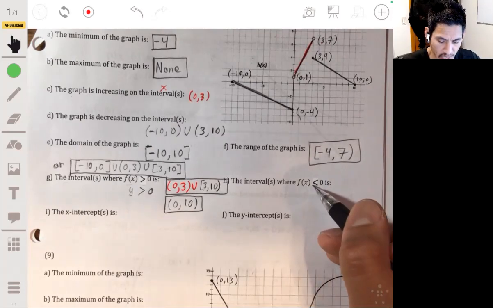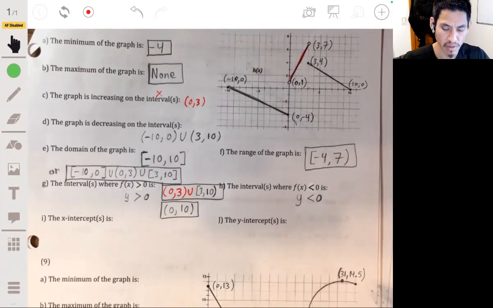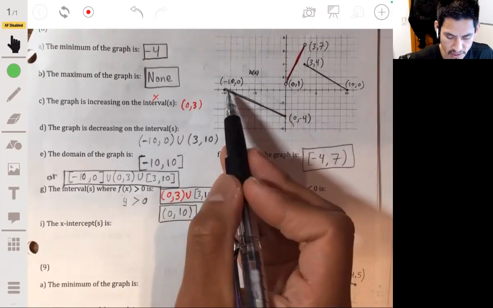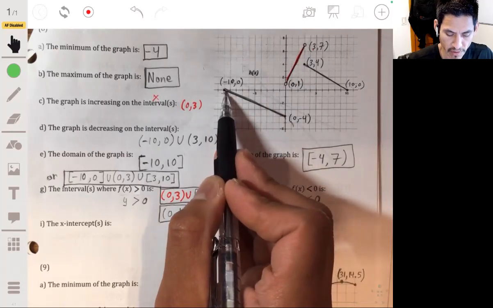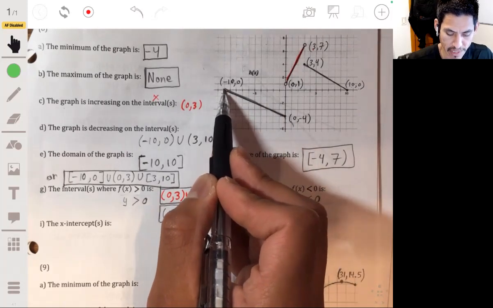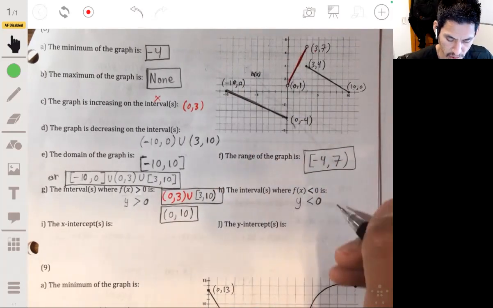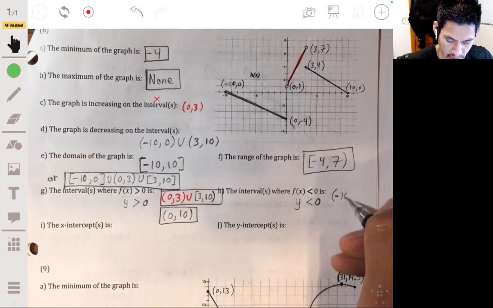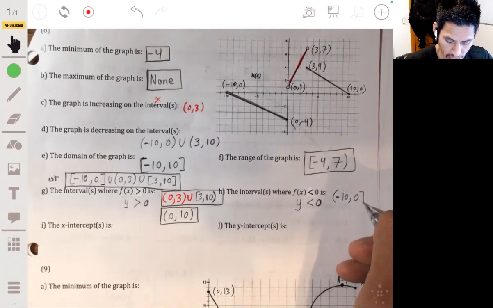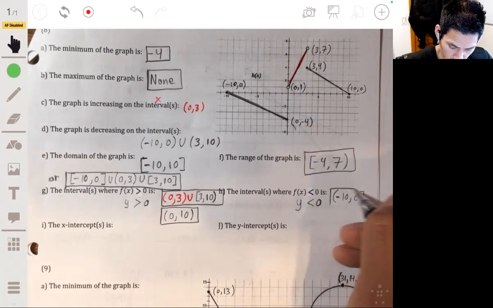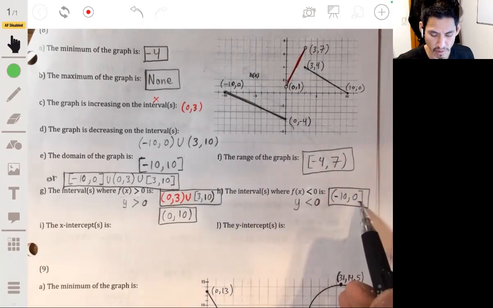Now, when is f of x, or when is y, less than 0? So it's less than 0, mostly on here, but don't include the -10, because at -10, it is equal to 0. It's not less than 0. So we would put -10 in parentheses, comma, 0 in brackets, because we're not including -10, but we're going to include 0.